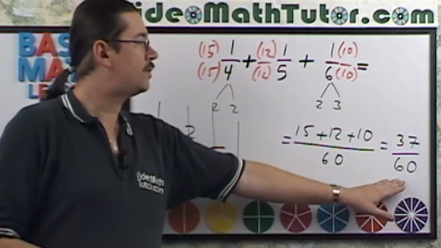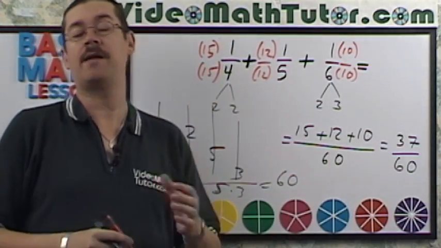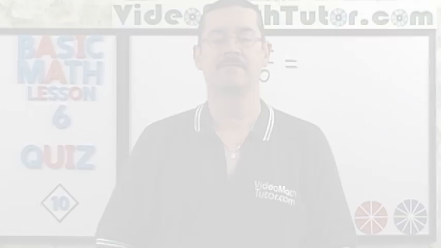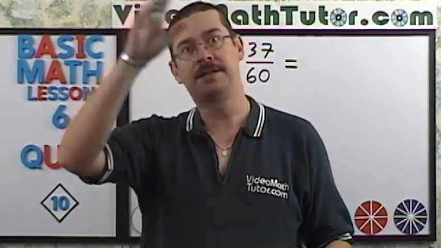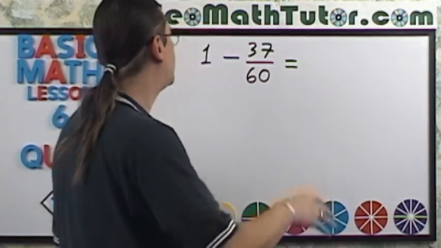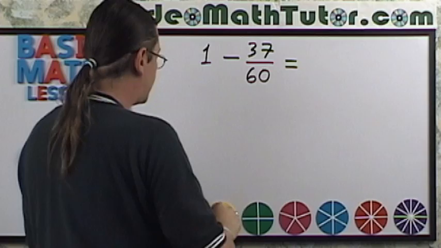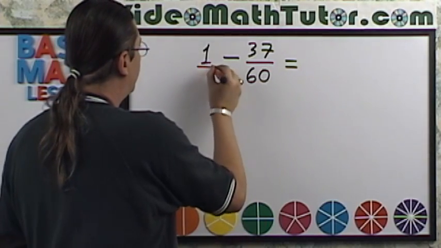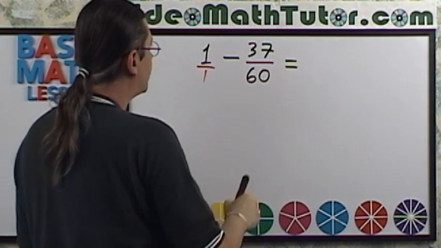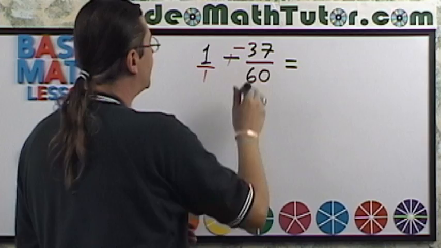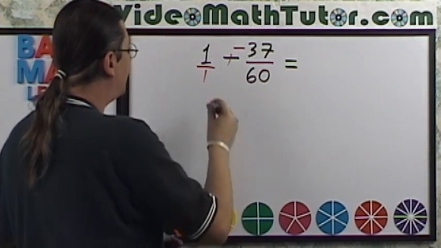Now the next step is to subtract this from 1. So now I need to remove 37 60ths from 1 entire pie. So that's the same thing as just saying 1 minus 37 60ths. So let's first off put that over 1. To subtract these, let's actually now just add the opposite first. And let's get a common denominator.